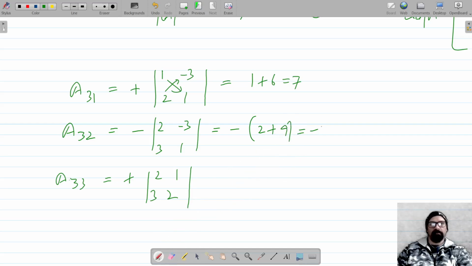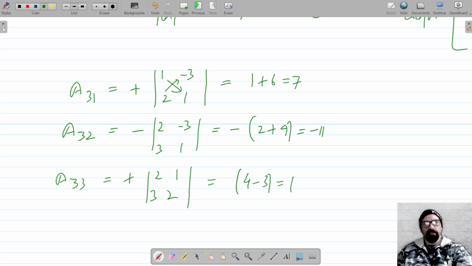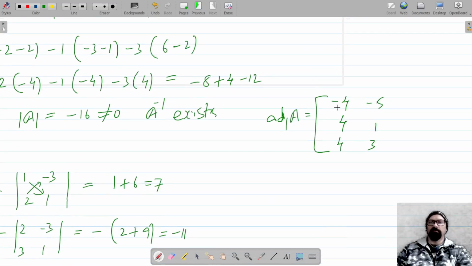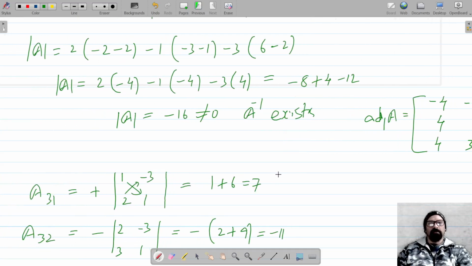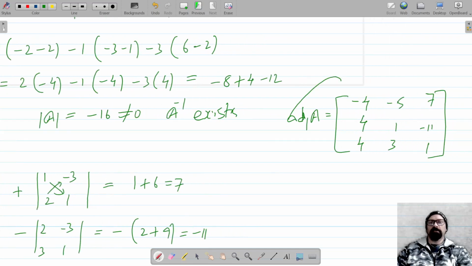2 plus 9 is equal to negative 11. And this is 2 2s are 4 minus 3, which is equal to 1. So 7, negative 11, and 1. So we have our adjoint of A. This is 7, negative 11, and 1. So we have got our adjoint.